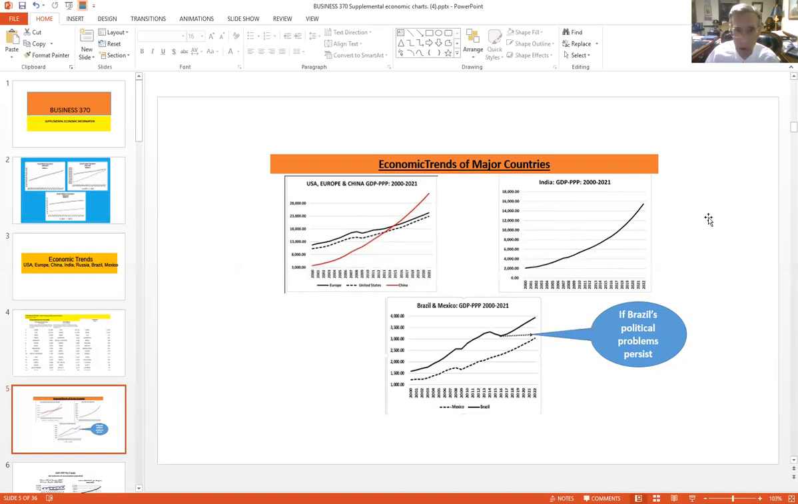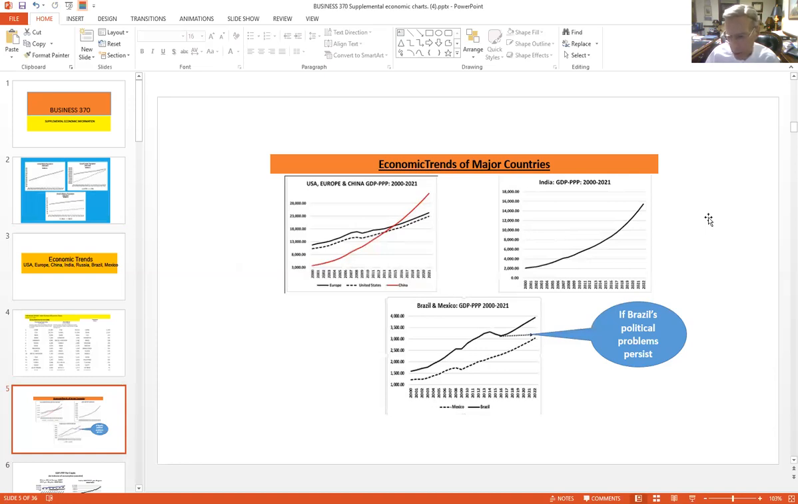The current president's popularity is quite low. His approval rating is even lower than Donald Trump's. That's my attempt at humor. His popularity and approval rating is below 10%, somewhere around 5%. So low that he's not even standing for re-election.